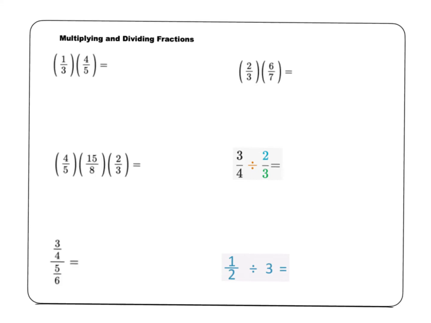All right, in these examples, we're going to multiply and divide some fractions. The good news is that, in this first one right here, we can multiply straight across. We don't even have to look for common denominators or go through that hassle. So we would have 1 times 4, which gives me 4, and 3 times 5, which gives me 15. And 4 over 15 is going to be our solution.